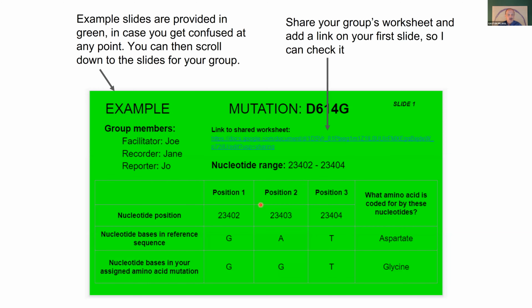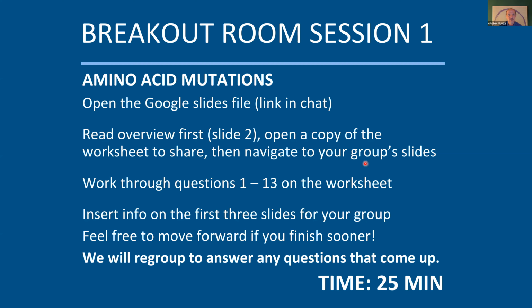All right, so that's here, the aspartate versus glycine at position 614. So you're gonna look at something like this. This is the underlying nucleotide changes. And you're gonna work with a different group, using Google Sheets, to fill this out for your specific mutation you're gonna get assigned to.